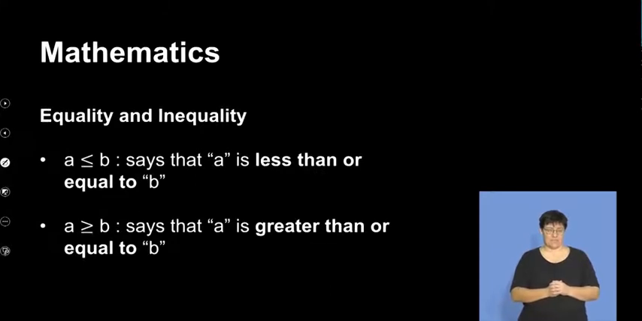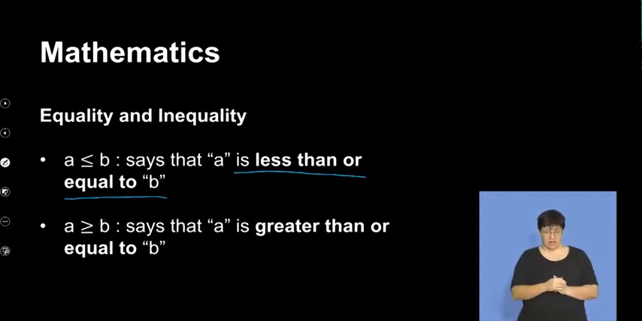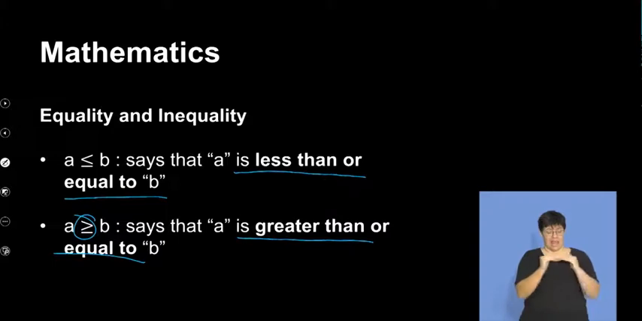Now, equality and inequality. If I have A is less or equal to, the symbol actually says less or equal to, and I'm quickly going to make an example for you to understand this. This symbol will mean that A is greater or equal to B.